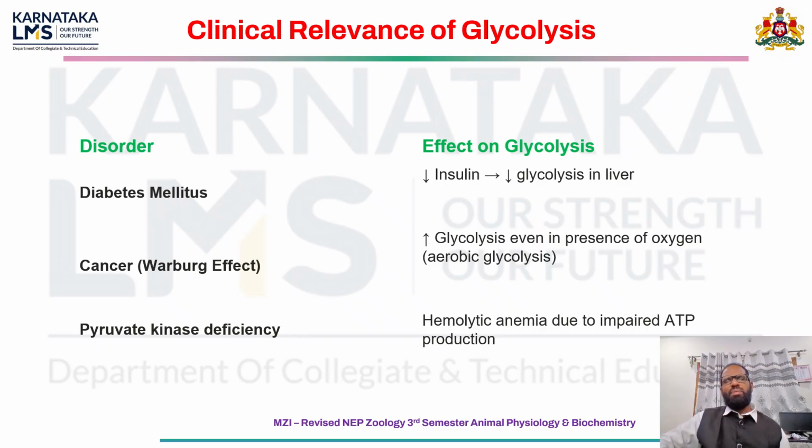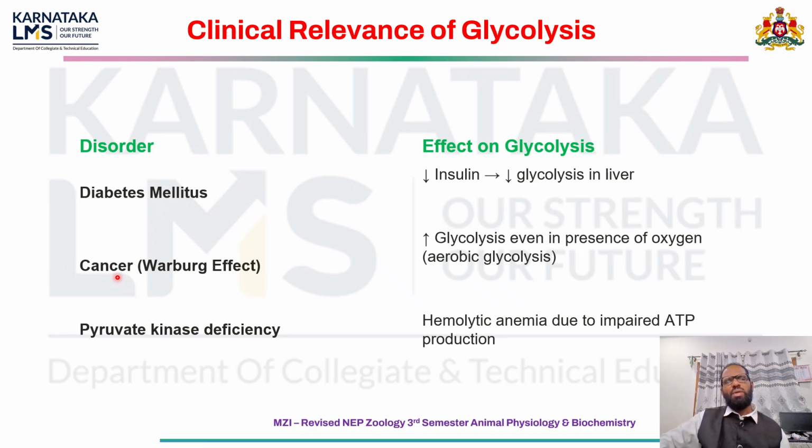Okay, these are some of the important points related to the disorders of glycolysis. Already we know that diabetes mellitus is directly related to insulin. Whenever a person suffers from scarcity of insulin, that is responsible for diabetes mellitus. If there is a decrease in the titer of insulin, that decreases glycolysis in the liver, and there is a Warburg effect.